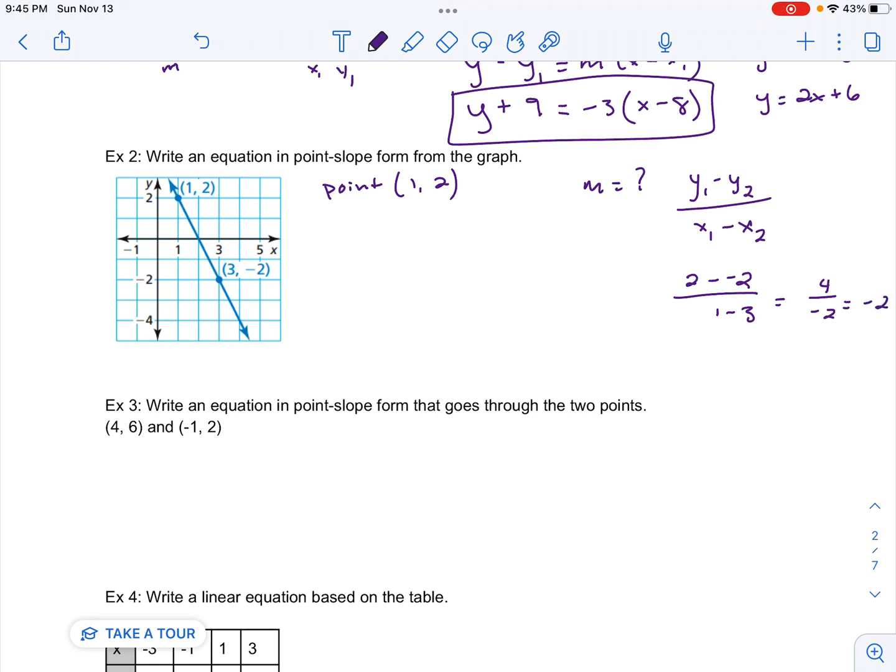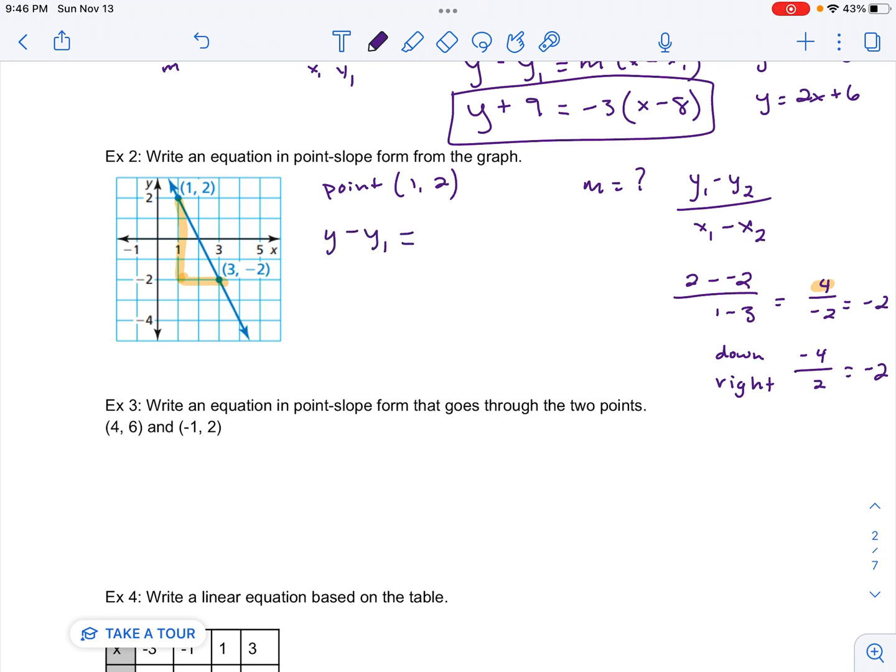Now some of you might be saying, Mrs. Fish, I could look at the graph and count my rise over run, and you'd be correct. You could. What that means is we are going down 4 and to the right 2. Down represents negative and right is positive, and we'd still end up with the same thing. So you could either use the graph by itself, or you could use the slope formula. It doesn't really matter. Just pick your poison.